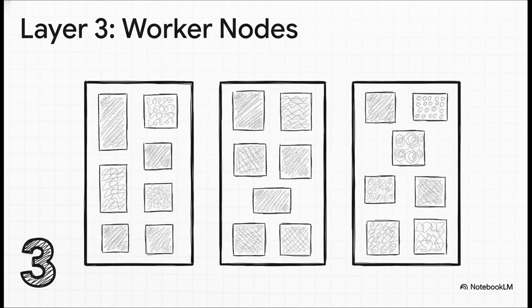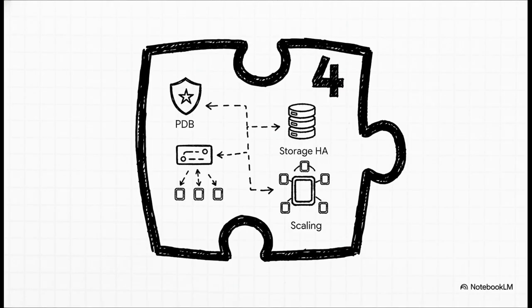Next up, Layer 3, your worker nodes. It's not enough to just have a multi-AZ network. The nodes themselves have to be spread across those AZs, using different node groups. And here's a pro tip for you. Use multiple instance types. Why? Because if there's a capacity crunch for one specific instance type in a region, it won't take your whole cluster down with it.